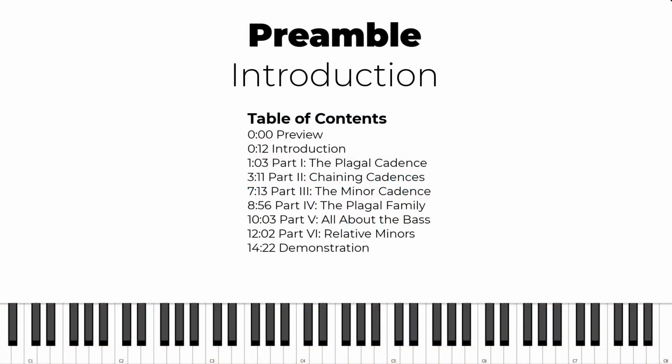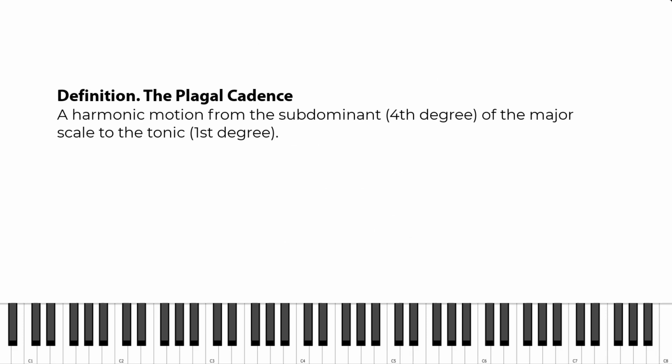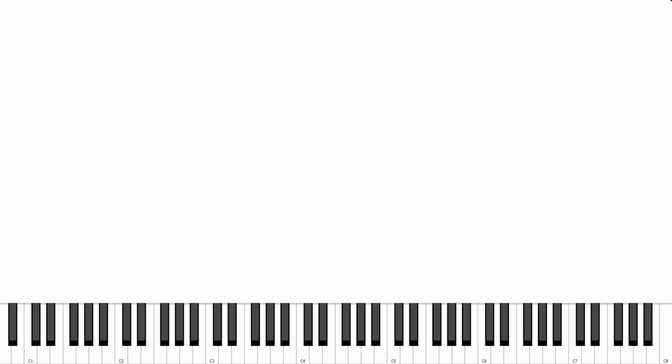The Plagal Cadence, also sometimes called the Amen Cadence, has an unmistakable sound which underlies rock music like no other. Put simply, it is a harmonic motion which moves from the subdominant degree of a scale to its root, or tonic. In the key of C major, this means the motion from F major to C major.